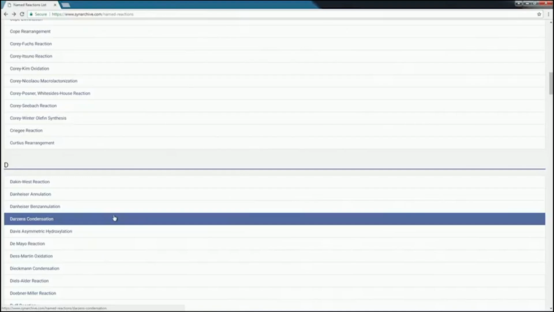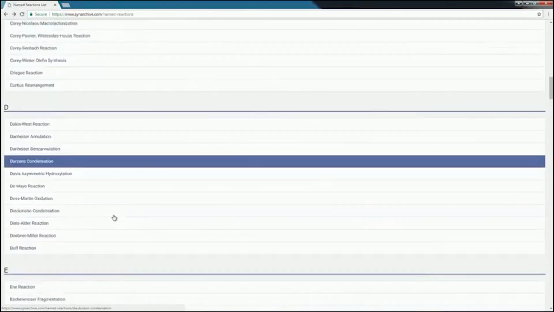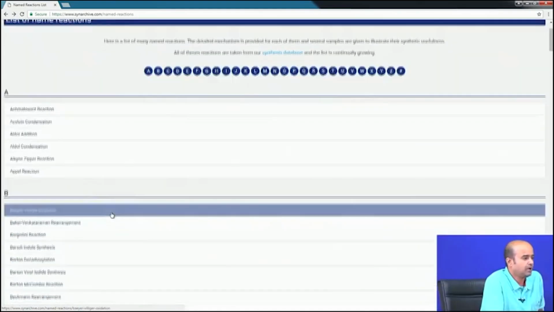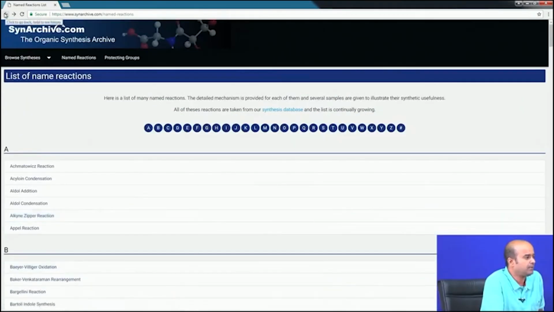And probably throughout this lecture, we will try to go through many of these transformations which you will find useful. Okay, now coming to the other components, there are many other things which are basically available here.